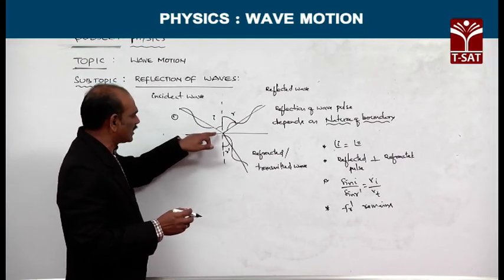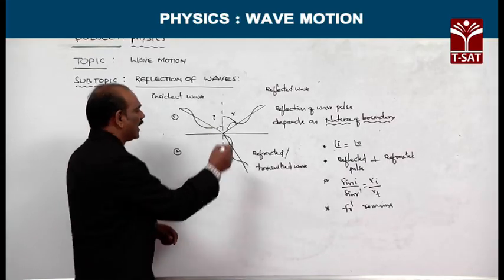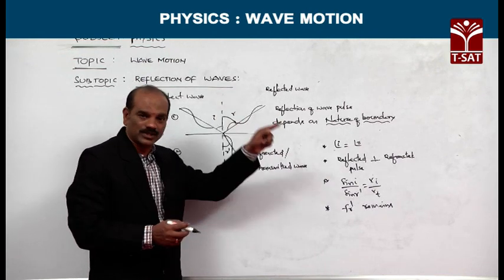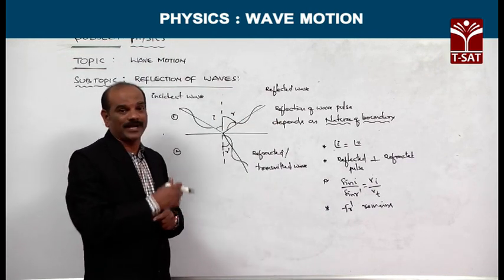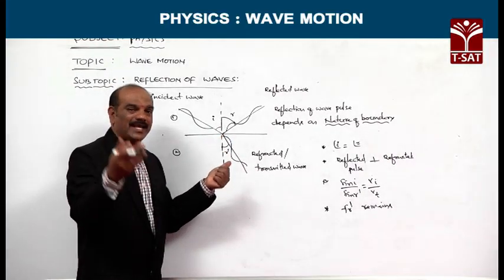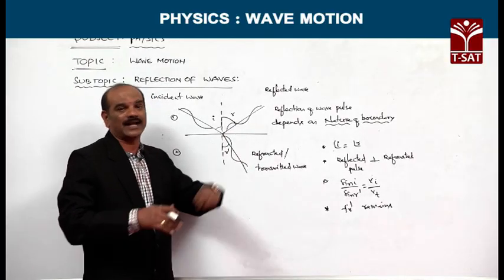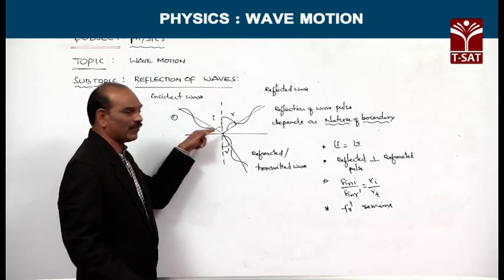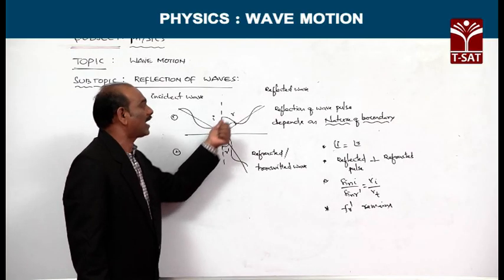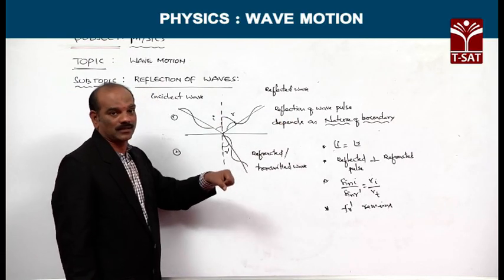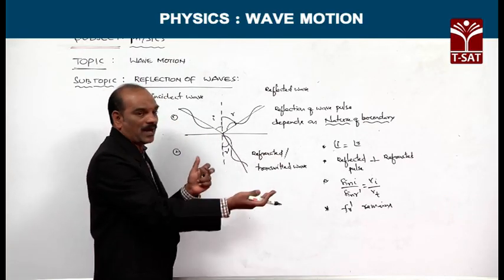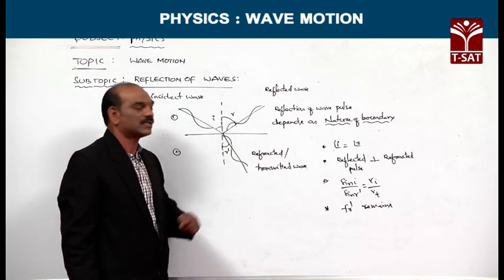When a sound wave is incident on the interface of two media, a part of this incident wave is reflected back into the same medium. Of the remaining part of the wave, some is partly absorbed by the second medium and the remaining part is transmitted or refracted into the second medium.